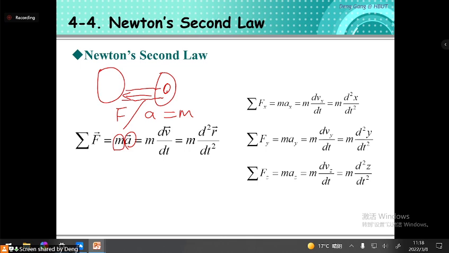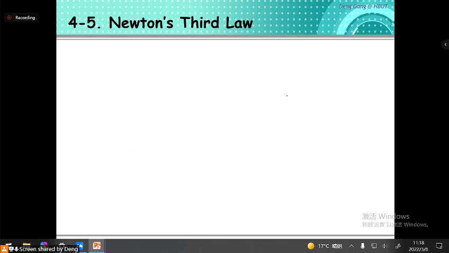We do not use this device on the surface of the Earth because we can use weight. We can measure the weight, but in space we cannot measure the weight, because if you use a weight meter to measure anything, it's zero. Because in space there is zero weight, right? Okay, that's the second law.